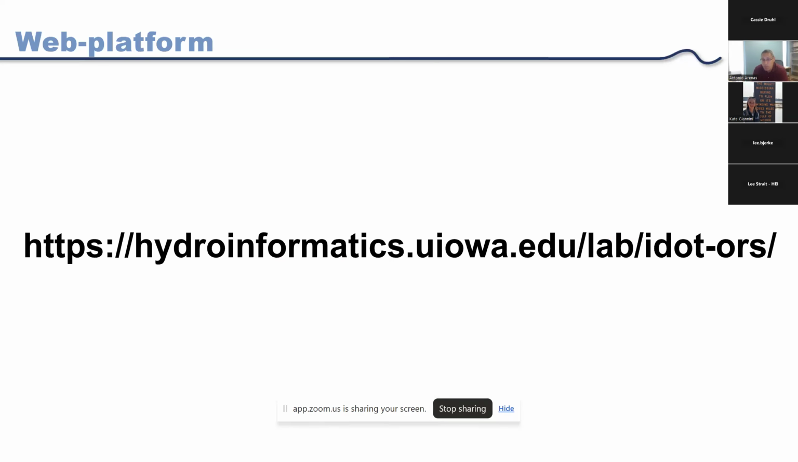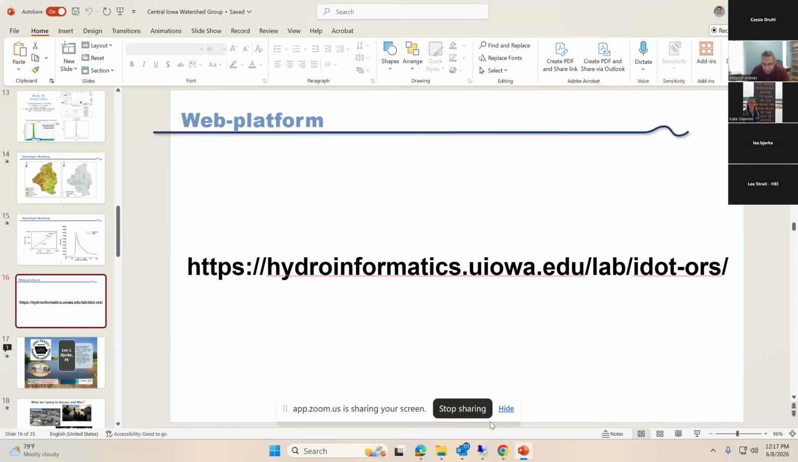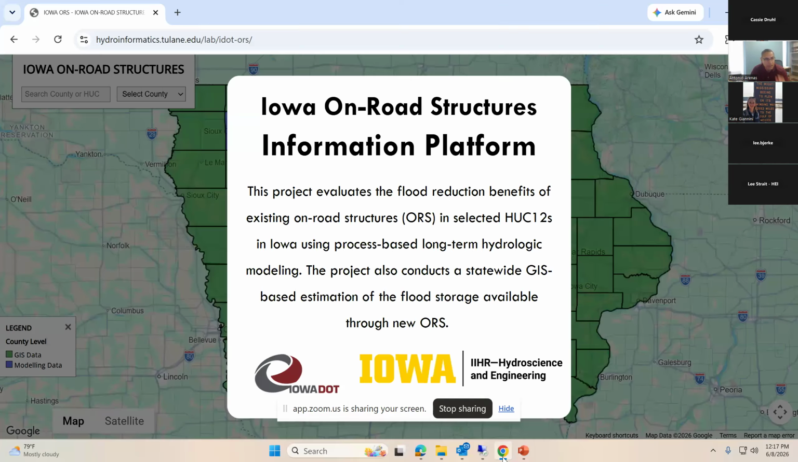And then the third component of this particular project was the development of this particular web platform that was developed at the University of Iowa. And for that, I think I can show you a little bit for those of you who are not familiar with this platform, how this platform works.